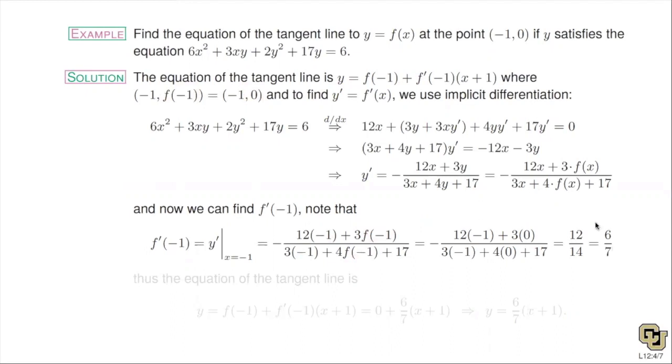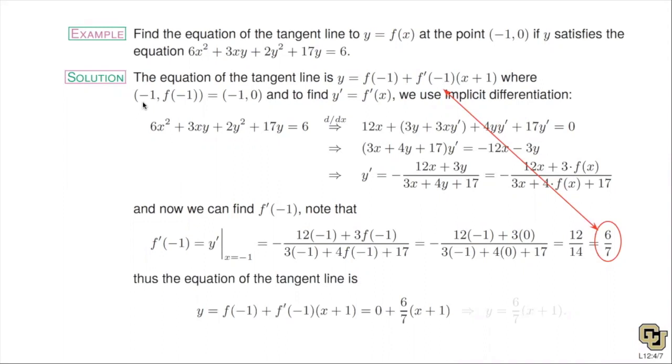Don't forget what we've discovered. So 6/7 is the value of the slope here for our equation of the tangent line. So we now know everything. We can just assemble the tangent line. So it's f of -1 plus f prime of -1 times x plus 1. F of -1 is 0.